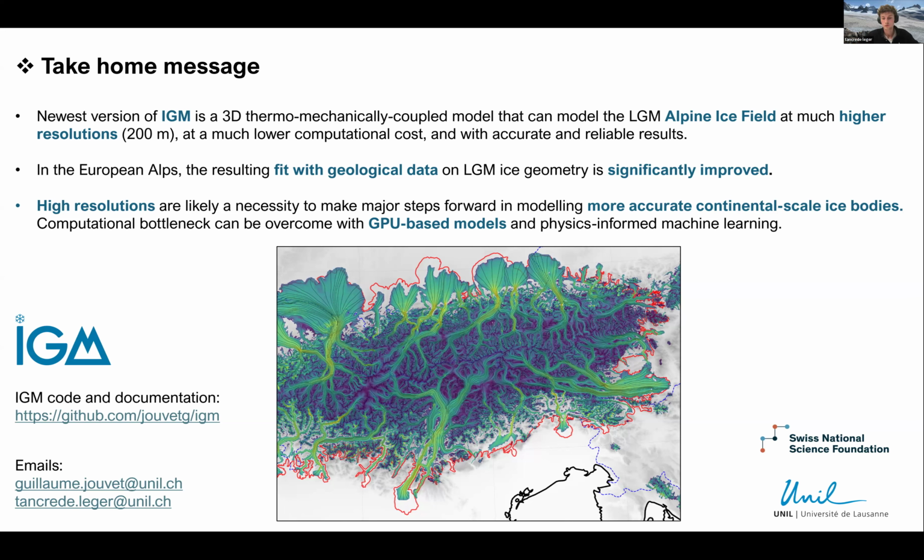And so a concluding point, as a more general, wider implication from this work, is that high resolutions are likely a necessity to really make a major step forward in modeling more accurate continental-scale ice bodies, such as large ice fields or ice sheets like Greenland and Antarctica. And this computational bottleneck that we had with traditional computing for the past 2 decades can now be overcome with GPU-based models and physics-informed machine learning, which is quite exciting.